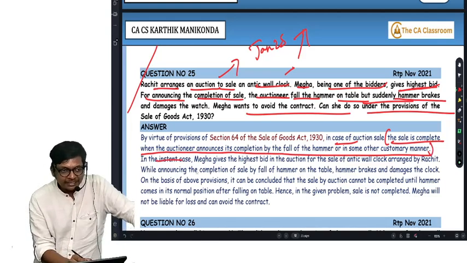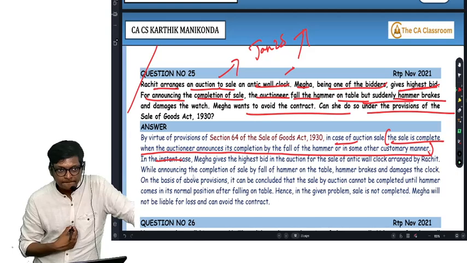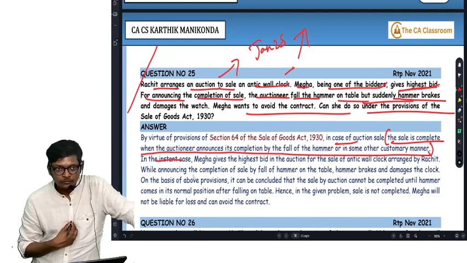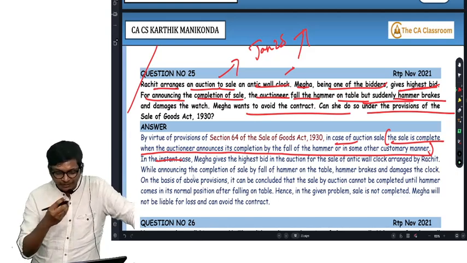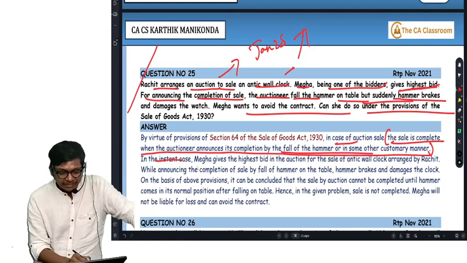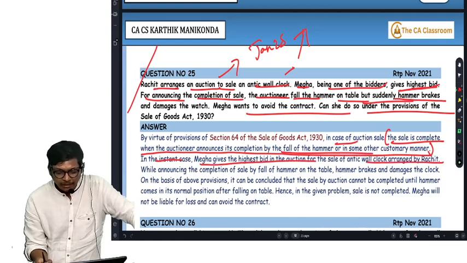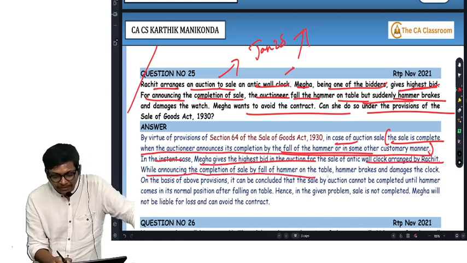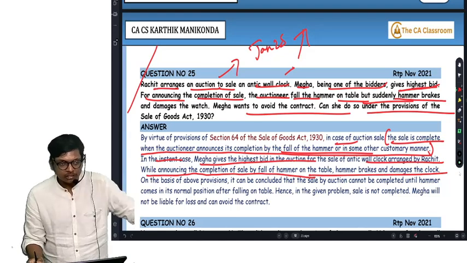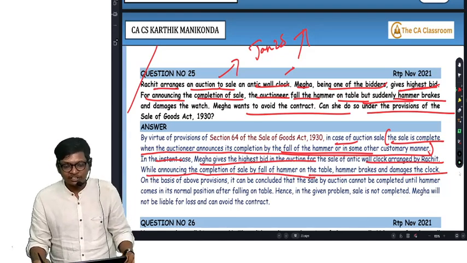In the instant case, Mega gives the highest bid, and by the time of announcing the completion of sale, he breaks the clock. Therefore, the sale is not yet completed. The auctioneer will bear the loss.